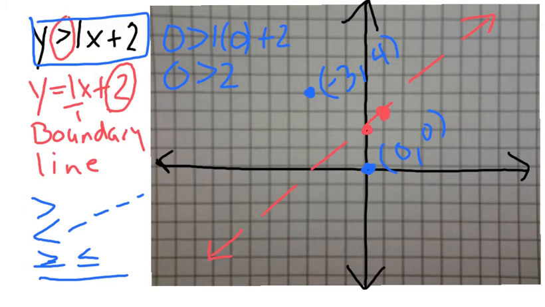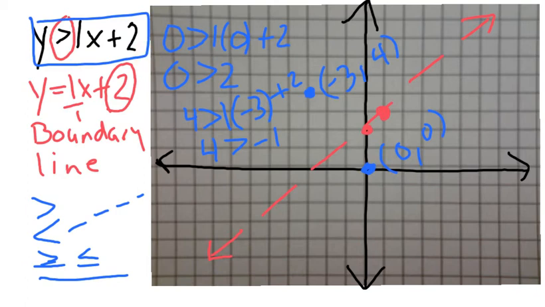Let's see about this point over here. If I put that in, I get 4 is greater than 1 times negative 3 plus 2. Let's see if that's true. 1 times negative 3 is negative 3, plus 2 is negative 1. So 4 is greater than negative 1. Is that true? Yes. So the point on this side is actually part of our graph. This point is part of our graph. This point is not part of our graph. It did not make this statement true.